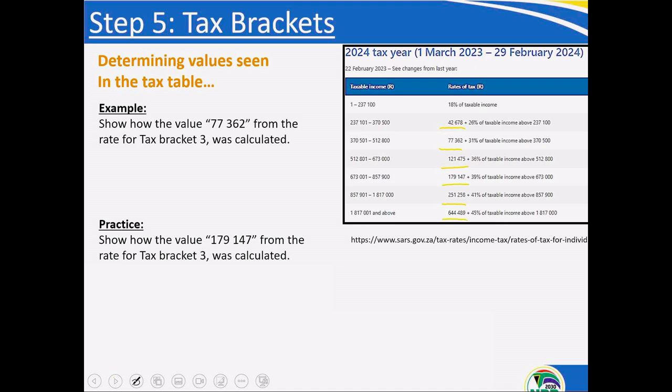Sometimes in an examination paper, they will ask you, for example, show how the value 77,362 from the rate for tax bracket 3 was calculated. In other words, they want you to prove with a calculation how this number has been calculated. So, how do we do it? You will be taking the tax bracket above, and using this information to help you with the calculation.